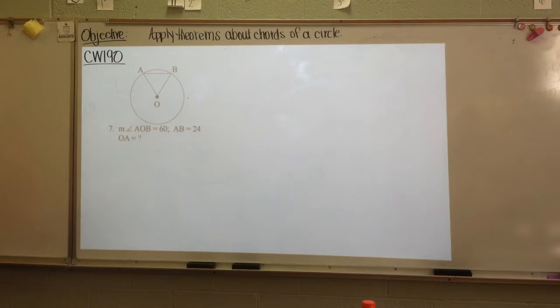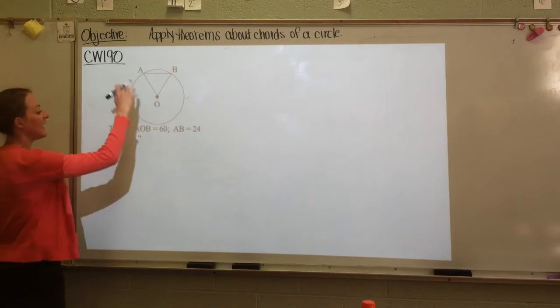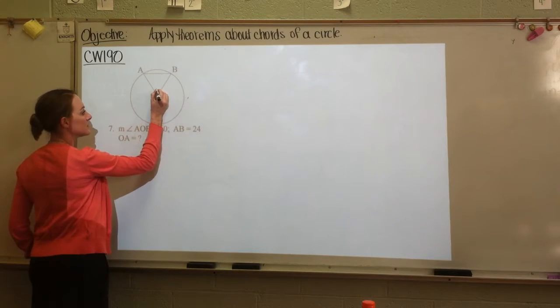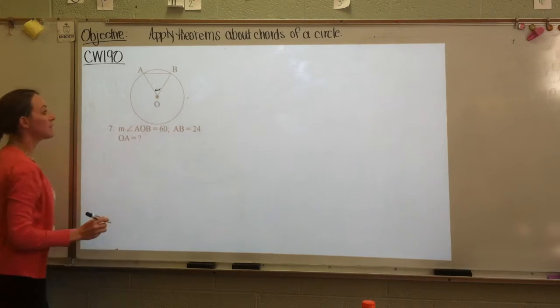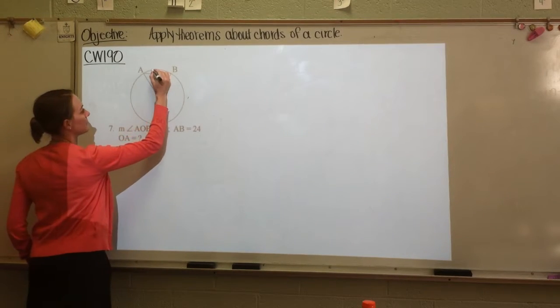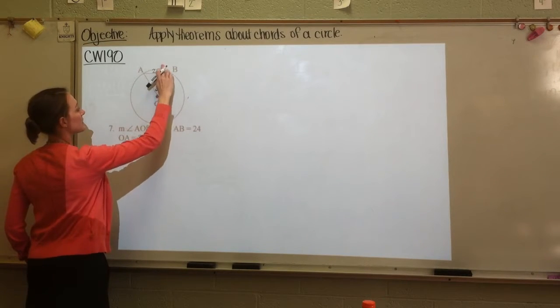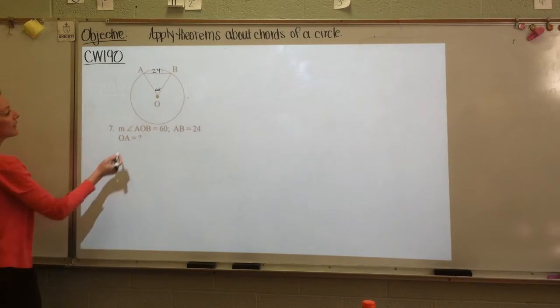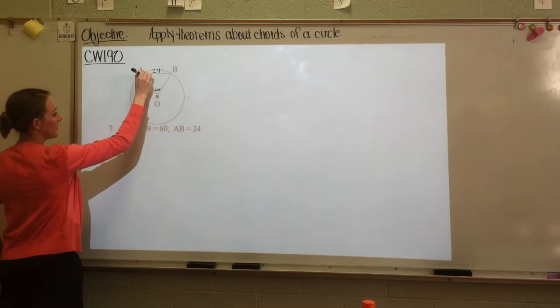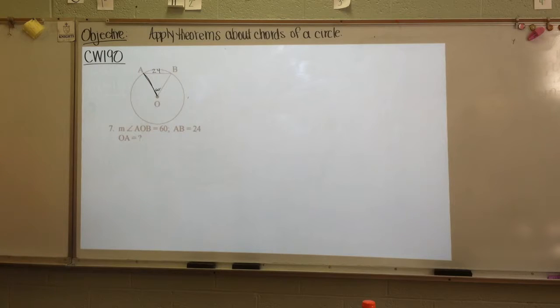All right. Let's look at the information they give us. AOB is 60 degrees. AB is 24. No, sorry, just 24, not degrees. We want to find this distance. Basically, what we want to do is find the radius of the circle.